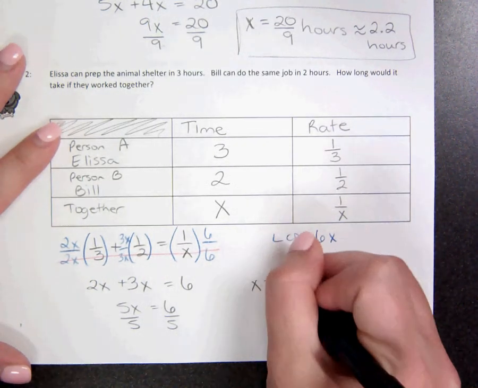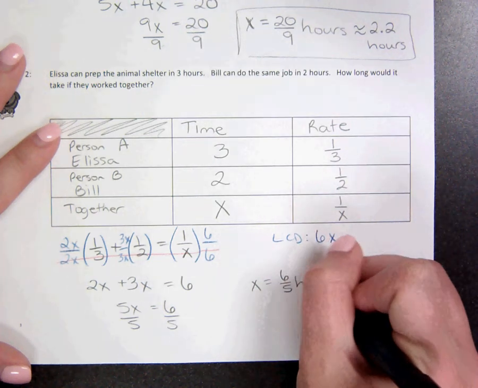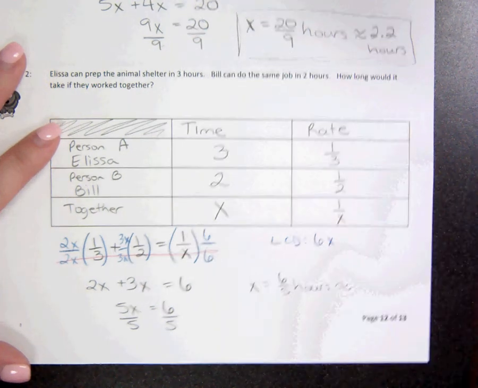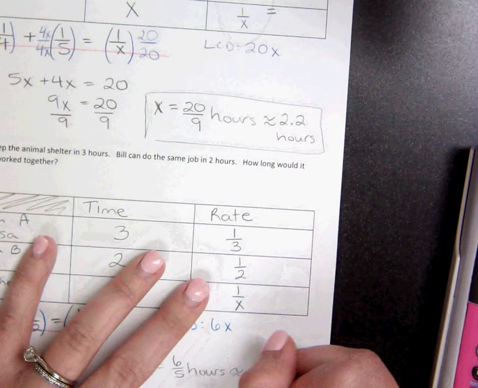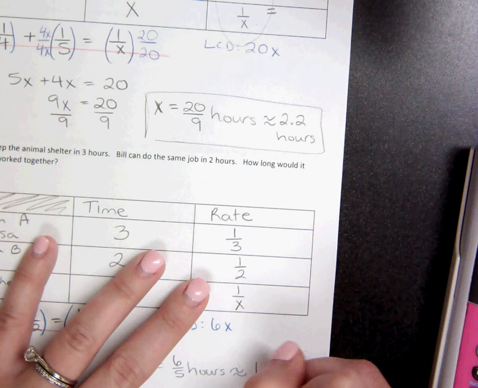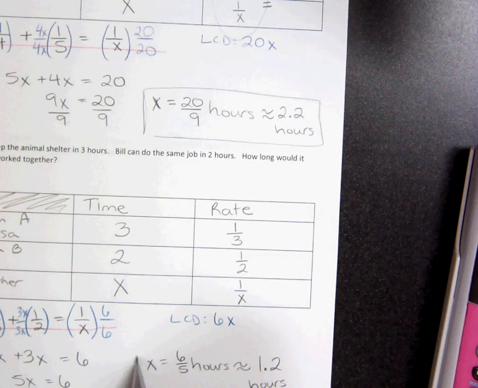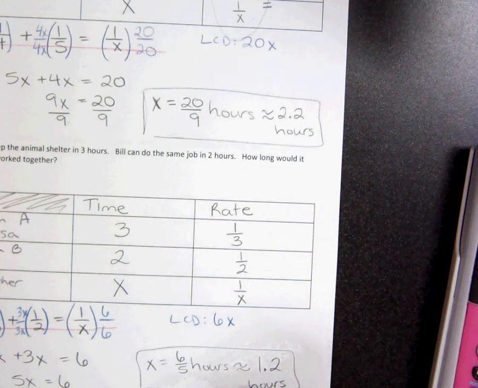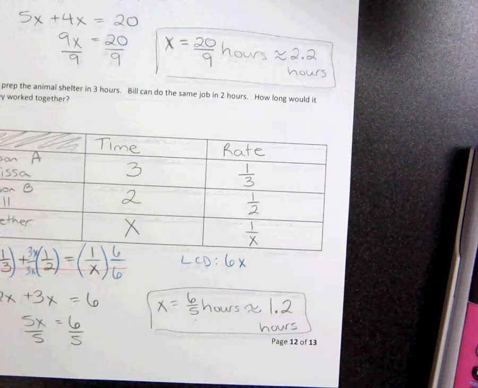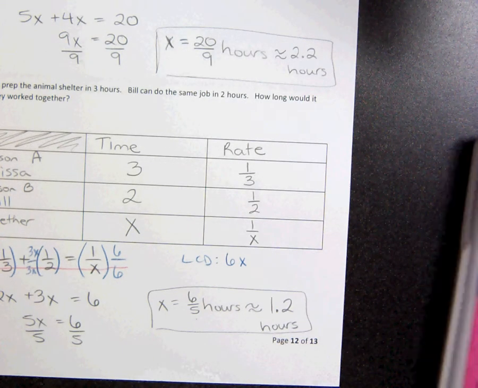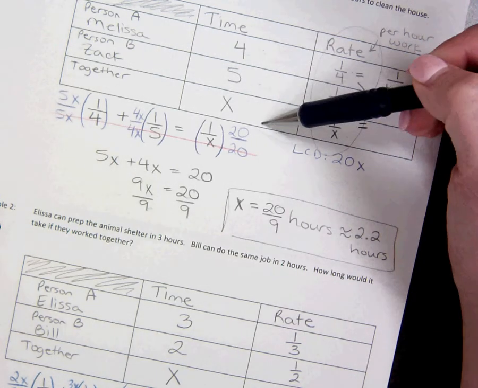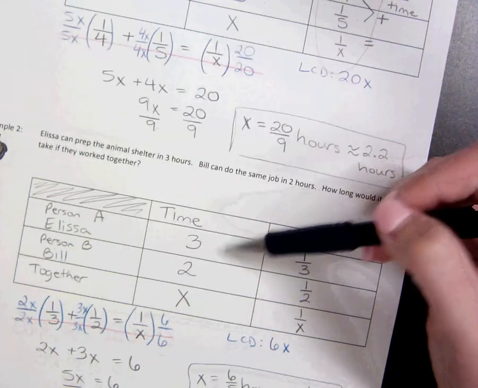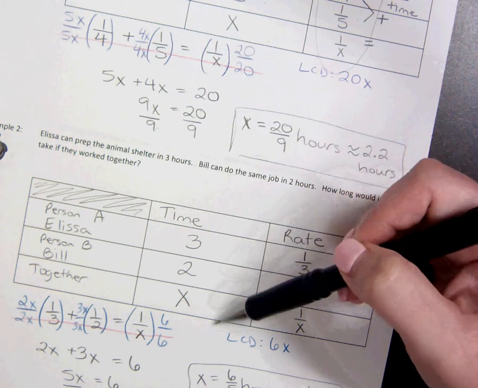X equals 6 over 5 hours, which is kind of silly. If we do 6 divided by 5 in the calculator, we get 1.2 hours, which is easier for us to see. So you can write it as a mixed, improper fraction, or as a decimal, whichever makes more sense. So these 2 examples, they give you the time of the individuals, and they want the together time. Now that's true for this one as well. They give you the time of the individuals, they want the together time.